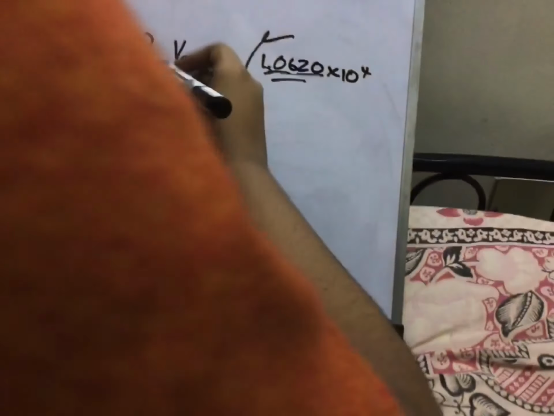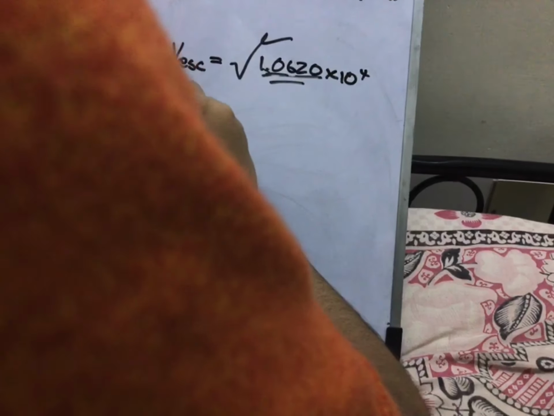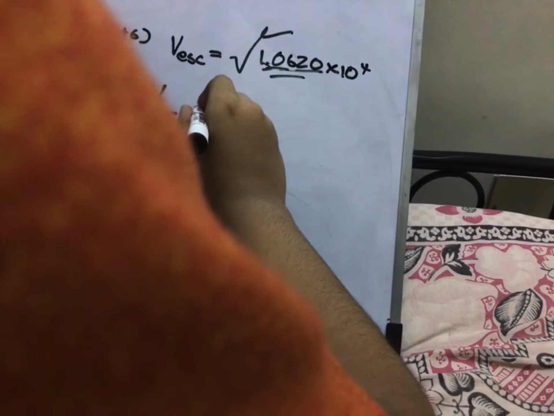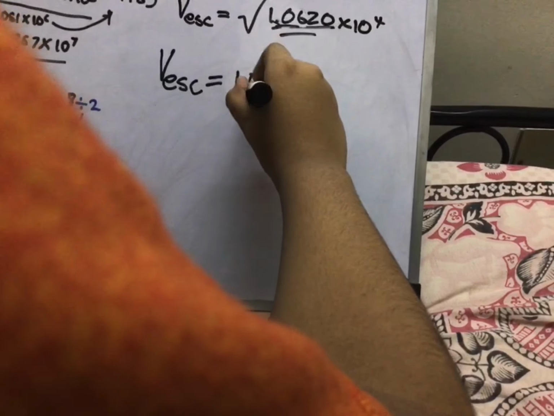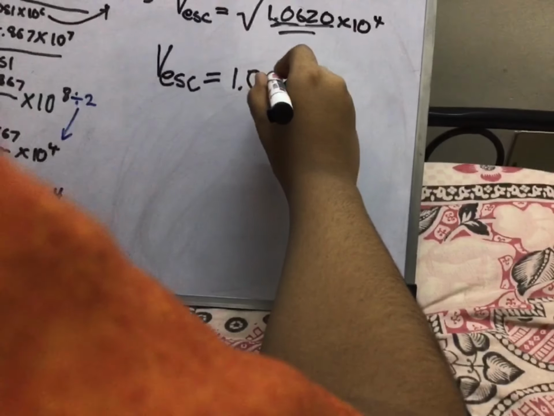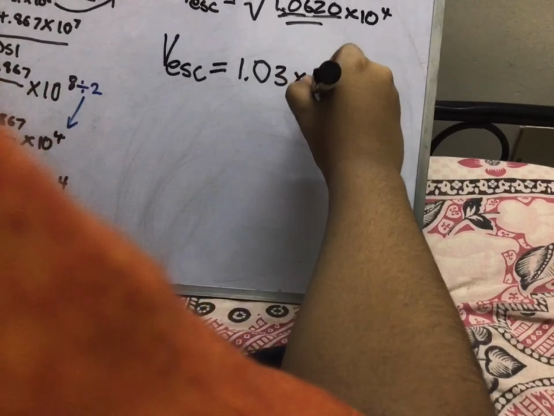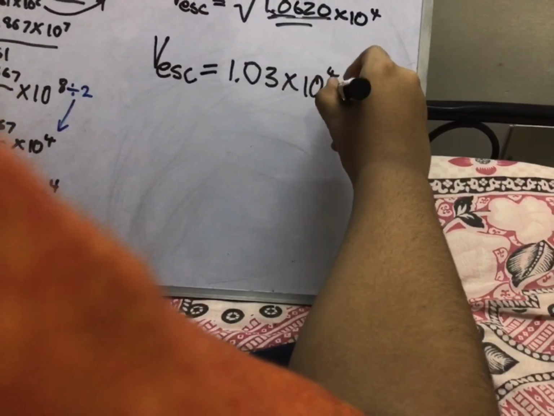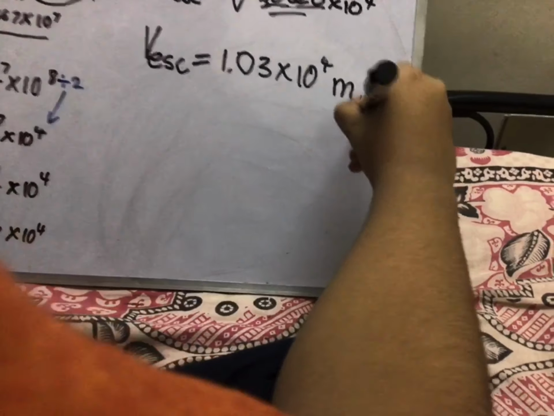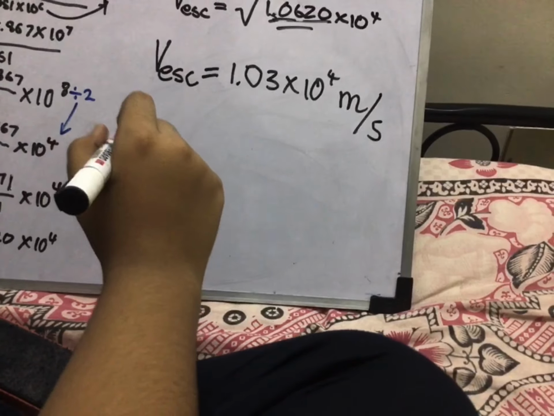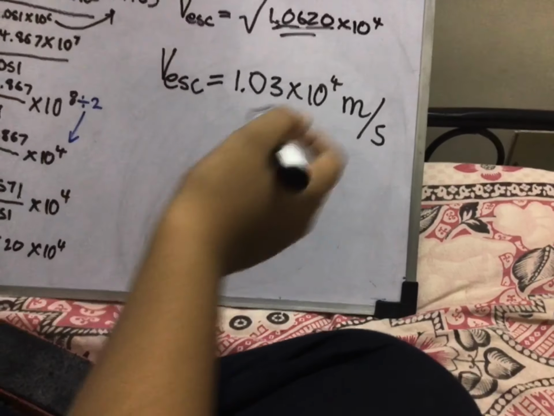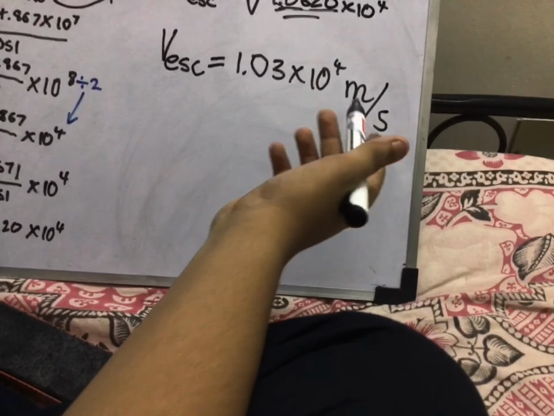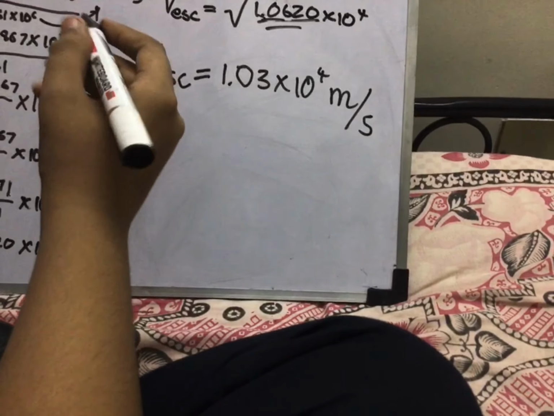1.0620, or the escape velocity of Venus is 1.03 into 10 to the power 4 meters per second. So the SI unit of escape velocity is meters per second. That's why we have written this unit here.